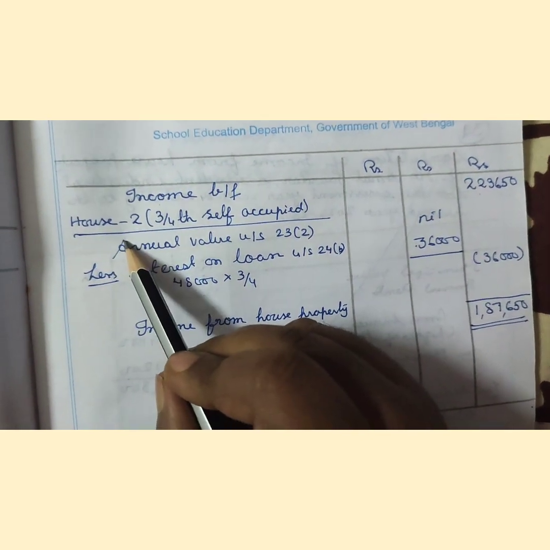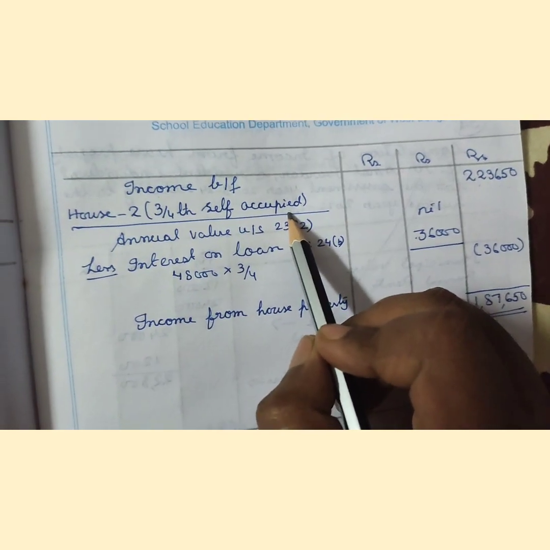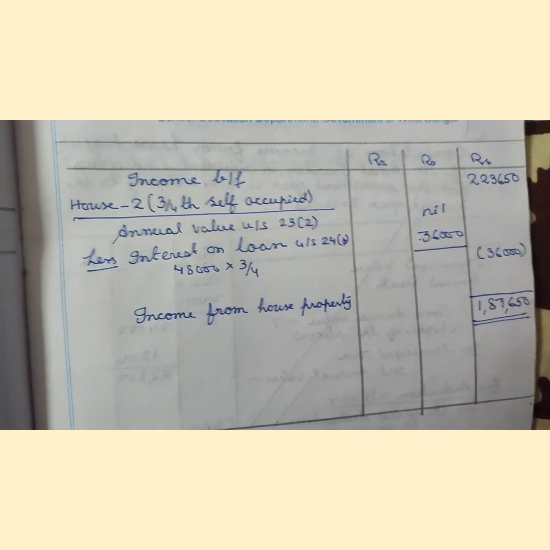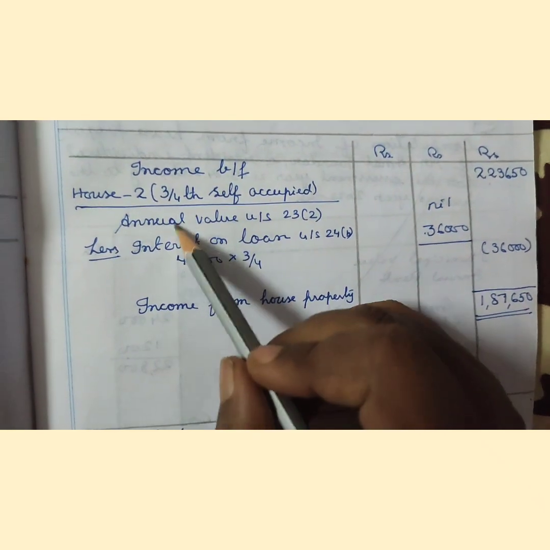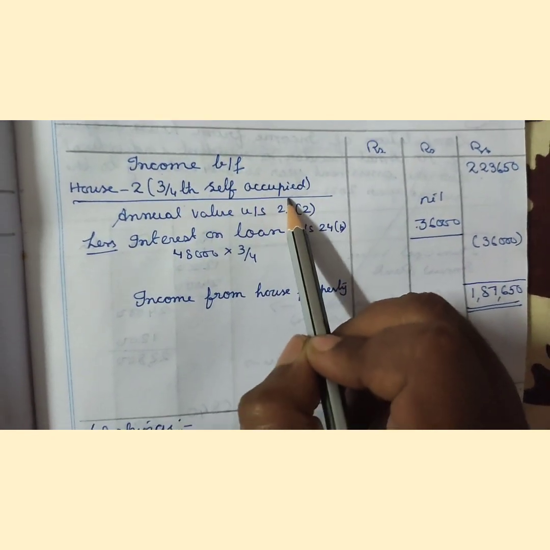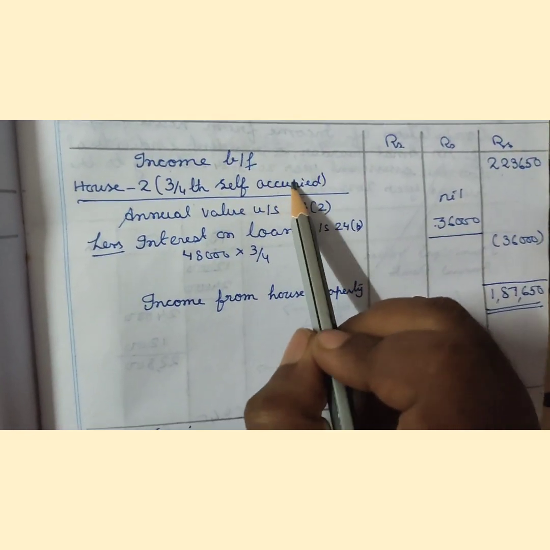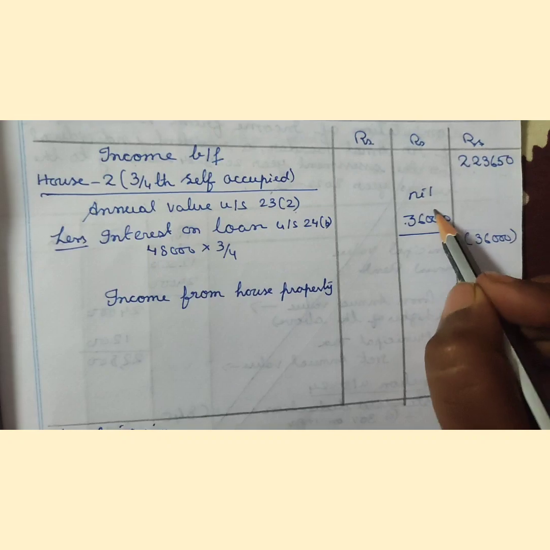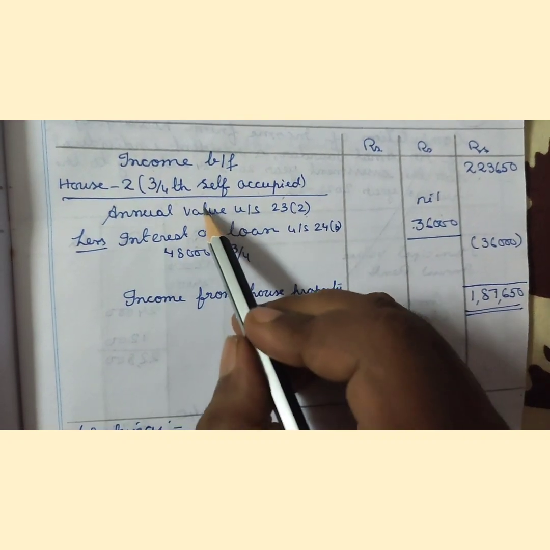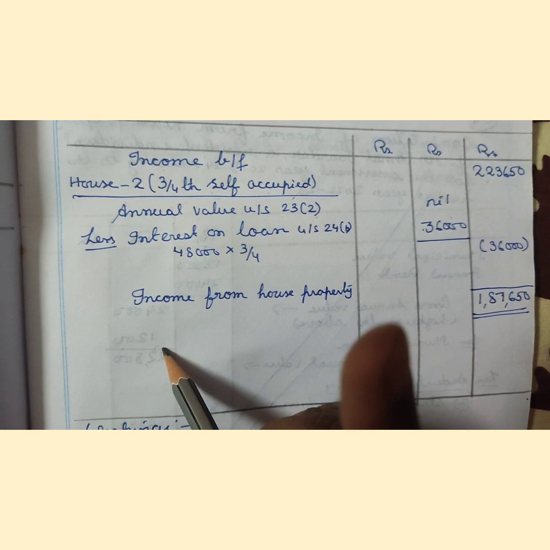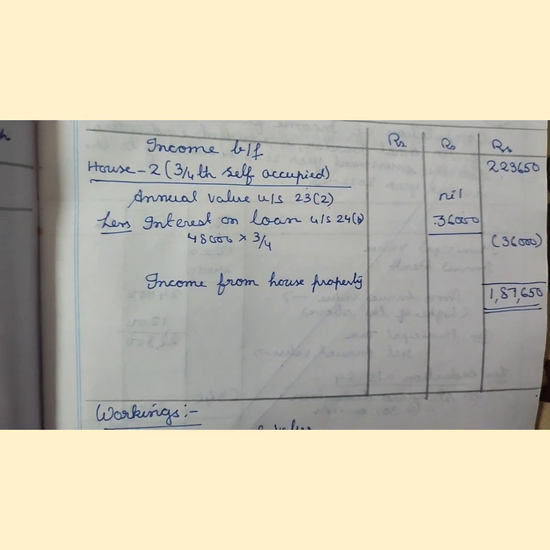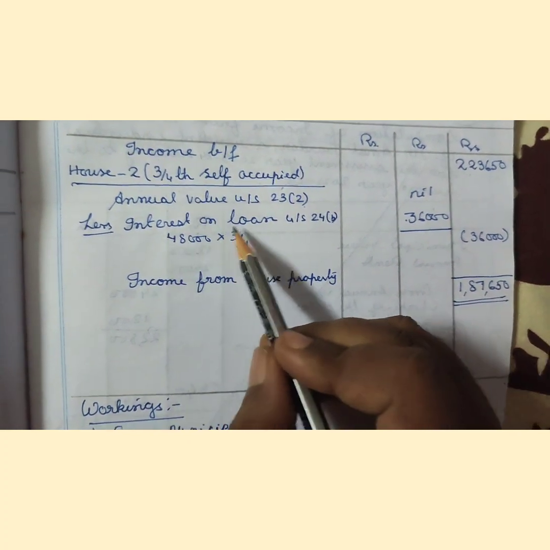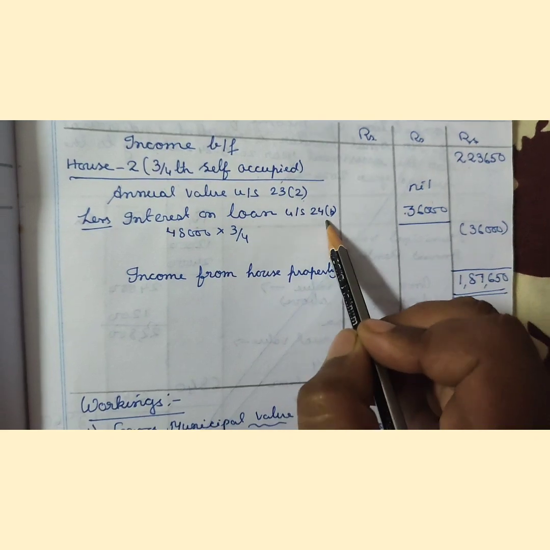Now house 2, that is 3/4 self-occupied. We know that house 2 has two parts. Already we have computed 1/4 part which is let out. Now we have to compute 3/4 part which is self-occupied. We know in case of self-occupied property, annual value under section 23 subsection 2 is nil, and here only one deduction is available. No municipal tax is deductible, no other deduction is there, only one deduction, that is interest on loan under section 24 clause B.